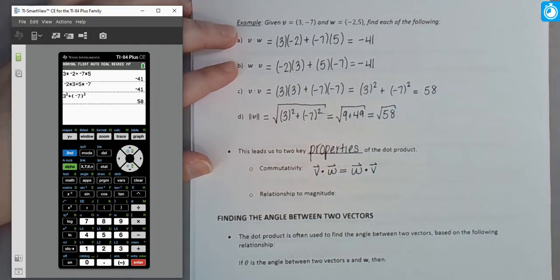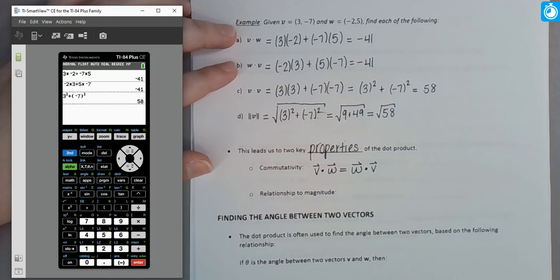The order isn't going to change anything. Standard multiplication is that way, addition is that way. We also have things that are not commutative. So subtraction is not commutative, division is not commutative. In those cases, order matters. So it is important to note that with the dot product, order does not matter. You can multiply in either order and nothing changes.